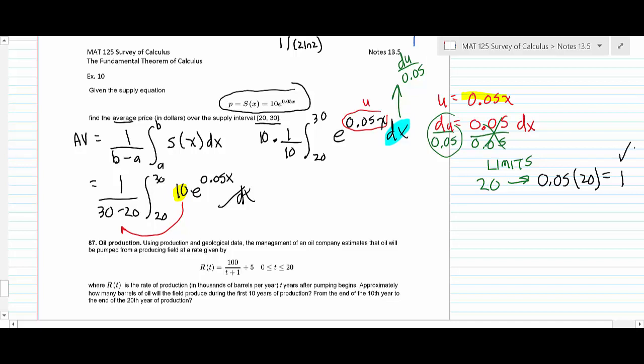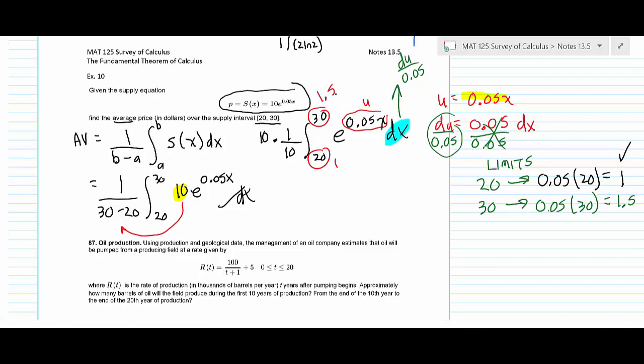It's no longer 20, it's 1. So I'm going to change this to 1. Then I do the upper limit, which is 30. I do the same thing. I do 0.05 times 30. That's probably 1.5, I think, just to make sure. Okay, that's 1.5. So that upper limit is going to be 1.5. So what I've got now is e to the u. dx is going to become this, and my limits are going to go 1 to 1.5. Tell me if you follow that. That's where I can tell that students struggle.